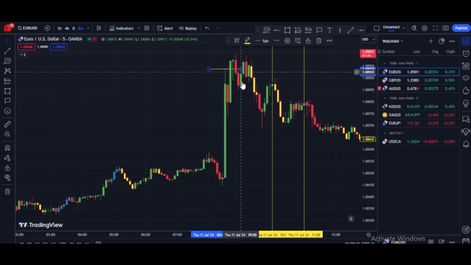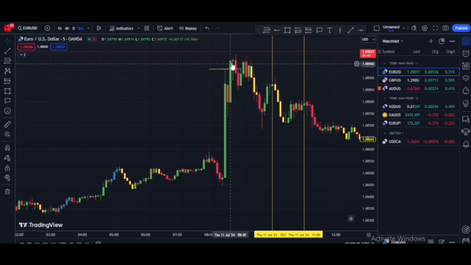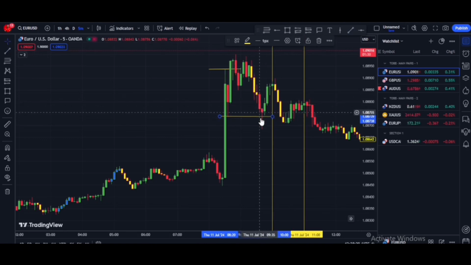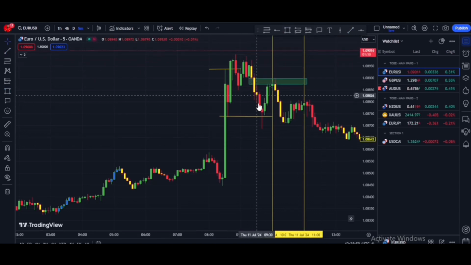As you can see, price grabbed liquidity, which it did right around this point. After the grab of liquidity to the upside, price came back down, and there was a change in character. There was a change in market structure right here. As you can see, this gave us the confirmation of a change in character, and we want to look for an FVG.